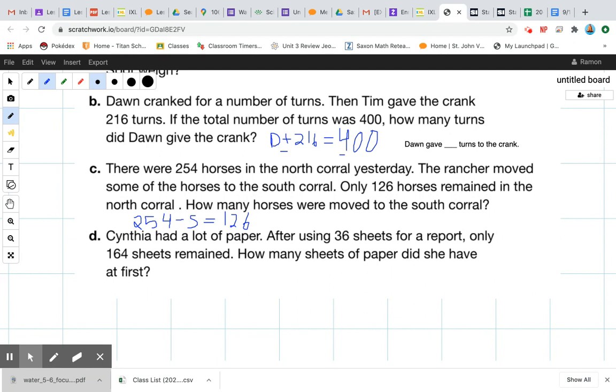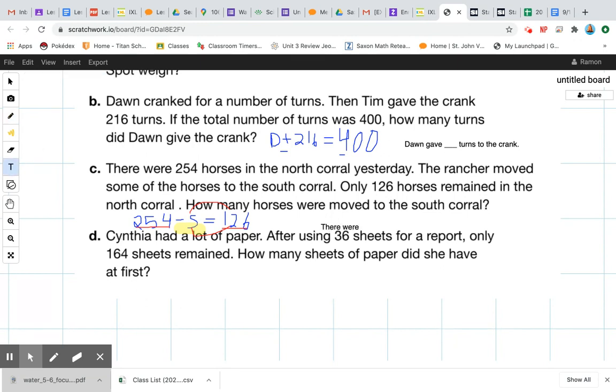So now to solve for the remaining number of horses, you would think it'd be inverse operations, but you'll notice that the subtrahend is actually second. And we know that when that's the case, what we have to do is switch the subtrahend with the difference. And then it'll be 254 minus 126. And again, your answer should be in sentence form.